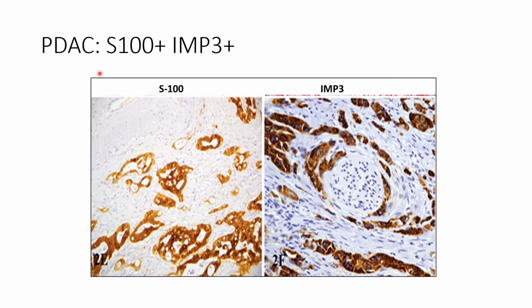Another staining we have is S100 and IMP3. So here on the left side, you can see this strong positivity for S100, and here you can see the cytoplasmic staining with IMP3, and you can see the blue nucleus which is negatively stained. So this is the cytoplasmic stain.